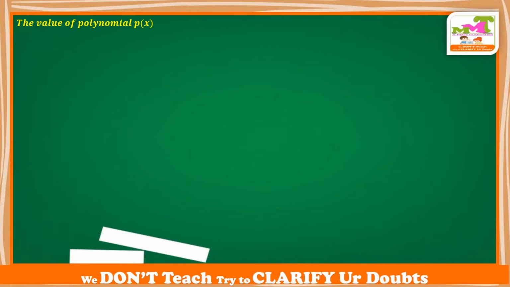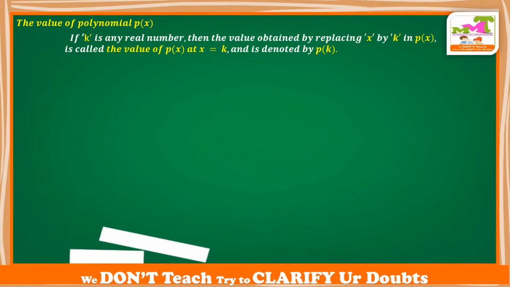Let us learn about the value of a polynomial. What do you mean by value of a polynomial? If k is any real number, then the value obtained by replacing x by k in p of x is called the value of p of x at x equals k, and is denoted by p of k. What exactly did we understand from this?